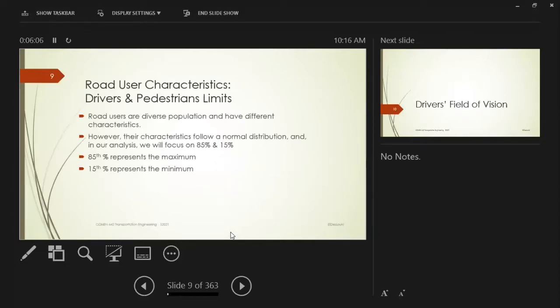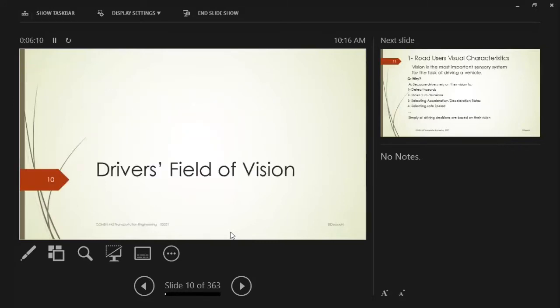The 15th percentile represents the minimum value. Okay, the first characteristic that you are interested in will be the driver's field of vision.